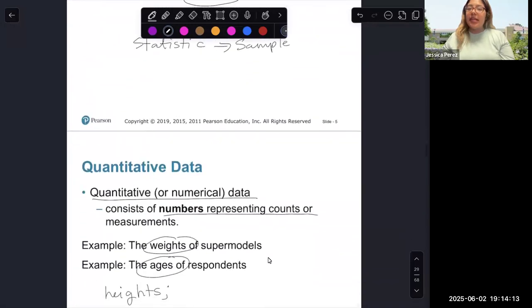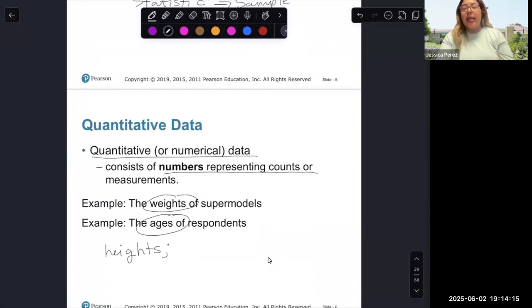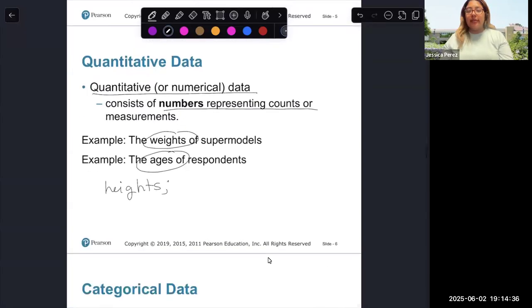We also have types of data. We have quantitative data. Quantitative data, or numerical data, consists of numbers representing counts or measurements. So we can have some examples such as weights of supermodels, ages, heights, different types of numerical data. Those are some examples of quantitative data.